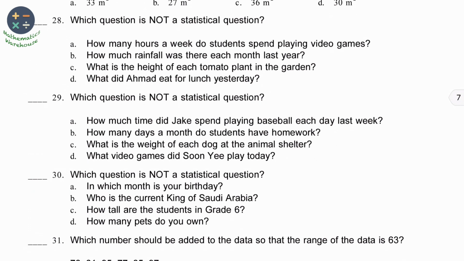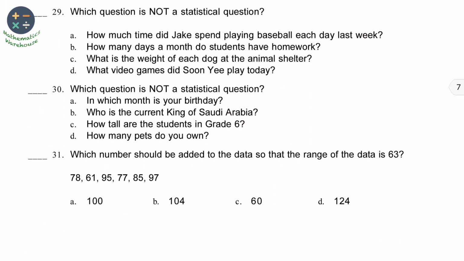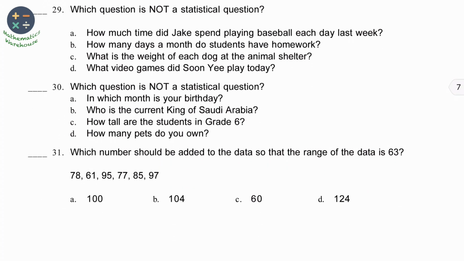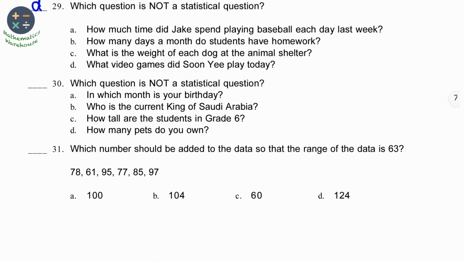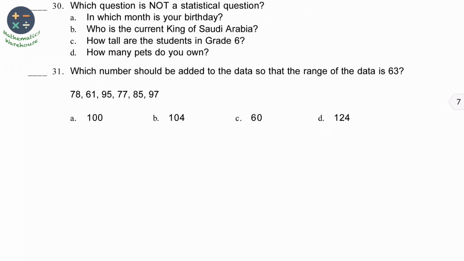Next question. Which question is not a statistical question? The answer is D. Next question. Which question is not a statistical question? After reading the questions, the answer is D. Next question. Which question is not a statistical question? After reading all questions, we will find B is non-statistical question because it has exact answer. B.